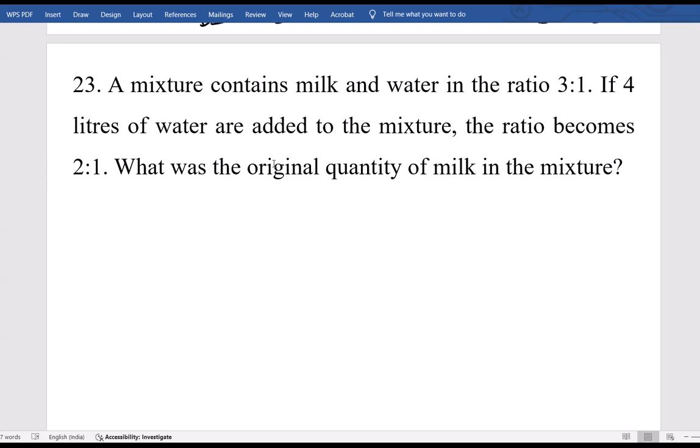I'll get two methods. One regular method. Milk and water is 3:1, right? So I can take 3K and K. Any issue? I'm taking 3K and K. Then what they said for this, they added 4 liters of water, now milk by water.